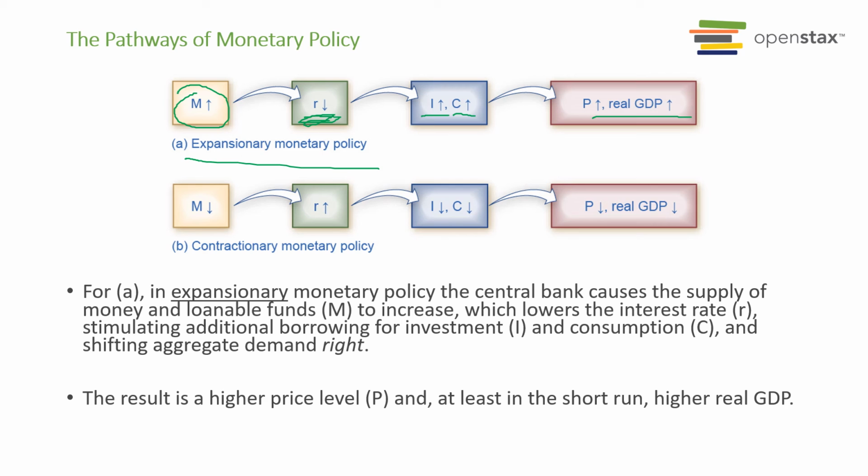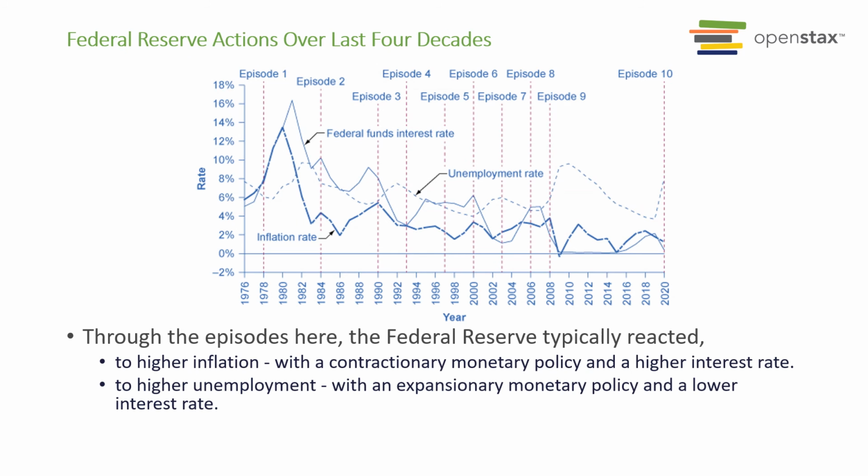And then vice versa. If you have a contractionary policy, that means it's going to reduce our money supply, so there will be less money available in the economy. That means a higher interest rate, so lower investment, lower consumption, and therefore lower GDP. We try to cool down the economy, right? So that's the pathway of our monetary policies.